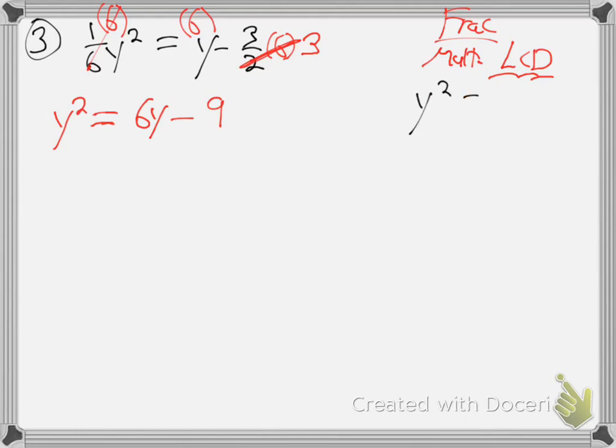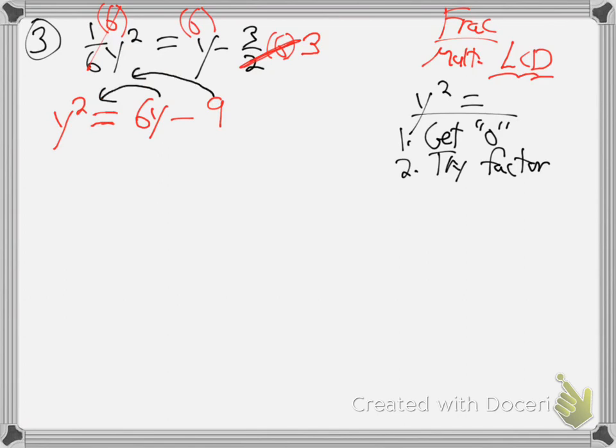What do we do when we have y squared with an equal sign? Step 1, get a 0. Step 2, try to factor. So I'm going to jump this over, and we'll get, to get a 0, right? I'm trying to get a 0 right now. So I'll get y squared minus, right? When things jump to the other side, you know they change signs. So it'll be minus 6y plus 9 equals 0.